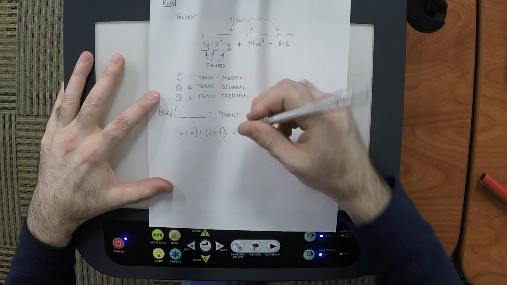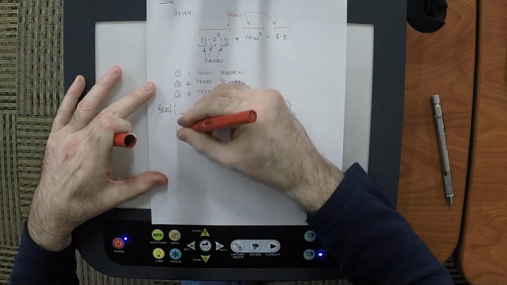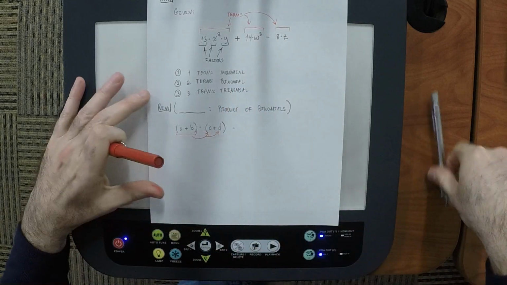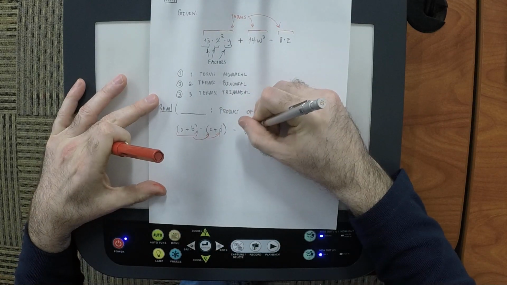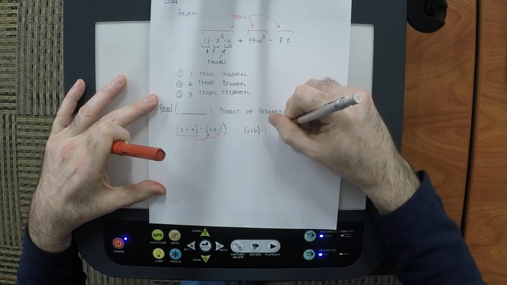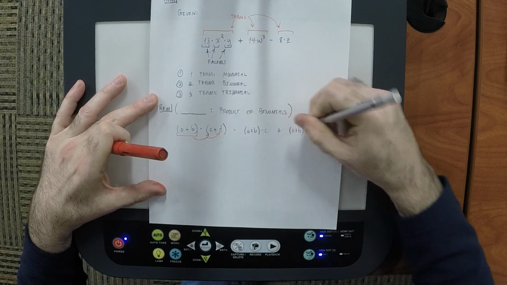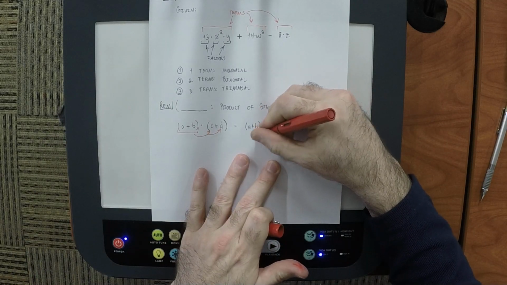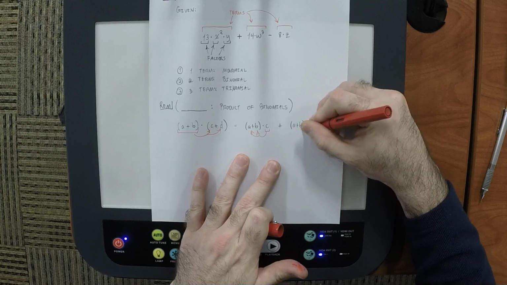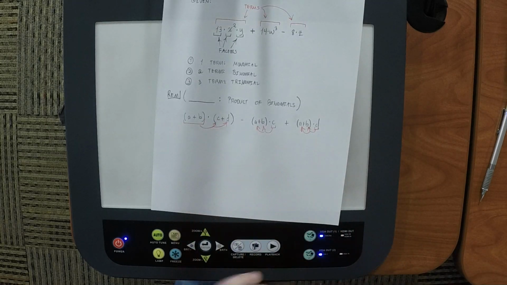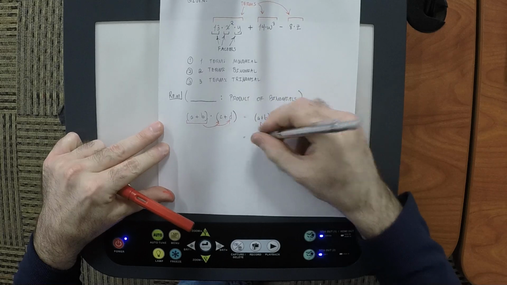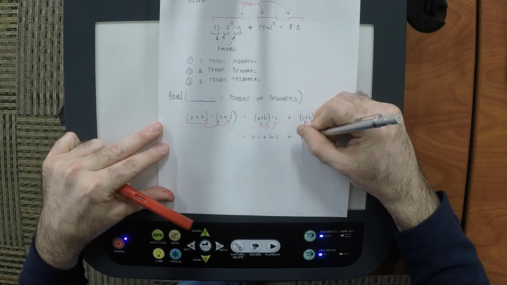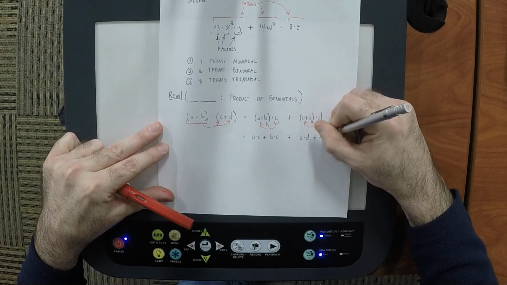I'm going to peek inside the box and distribute this one to that one. So you get a plus b times c plus a plus b times d. Now I'm going to distribute the other way. You get ac, you get bc, you get ad, you get bd. So we have AC plus BC plus AD plus BD.